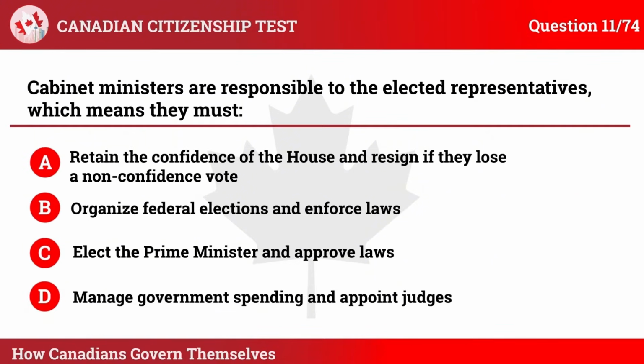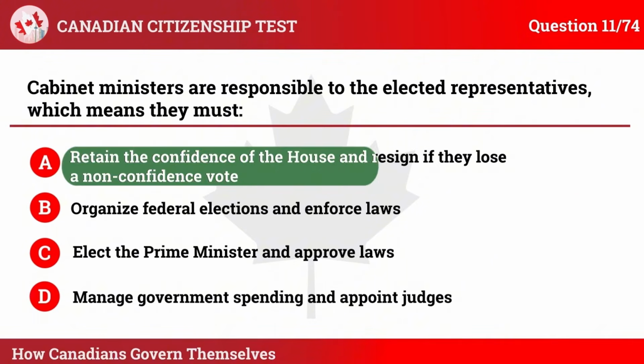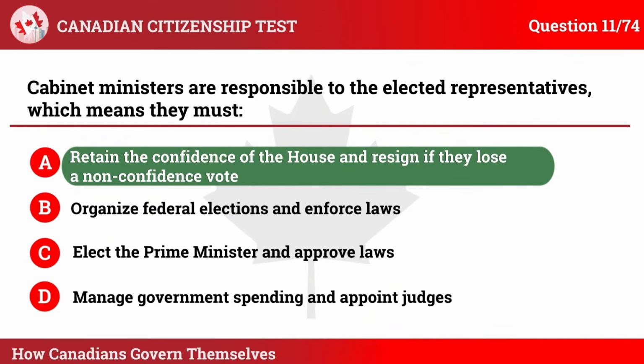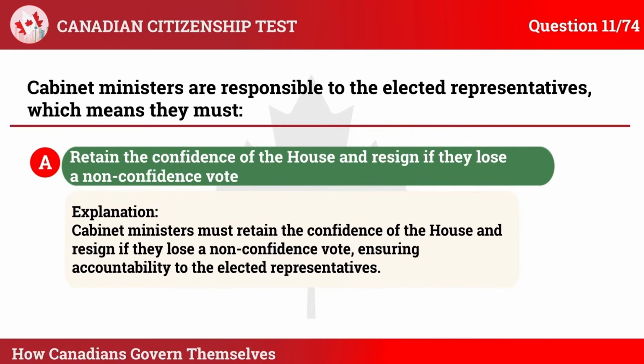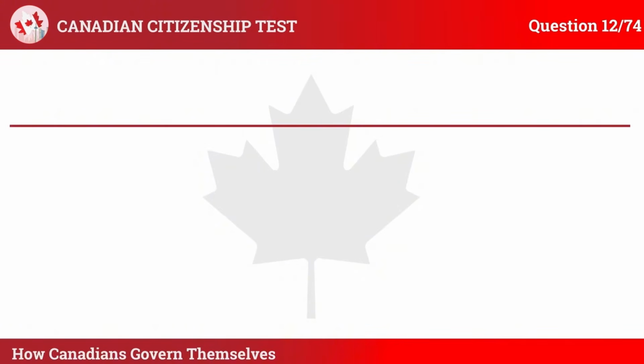The correct answer is A. Retain the confidence of the House and resign if they lose a non-confidence vote. Explanation: cabinet ministers must retain the confidence of the House and resign if they lose a non-confidence vote, ensuring accountability to the elected representatives.